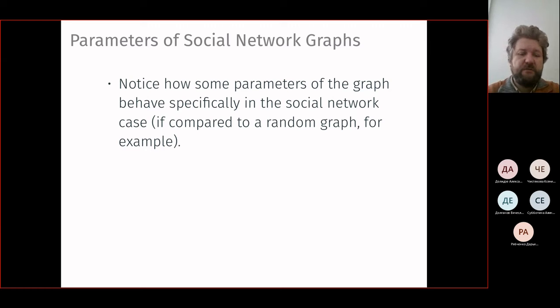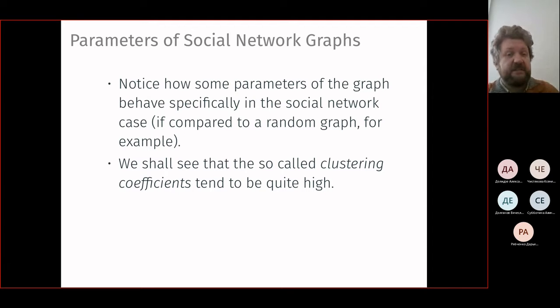One of the ideas which I wanted to share in this lecture is that in real social networks, some of the numeric parameters which can be computed for the graph are essentially different compared to, say, a random graph. So the social network is a graph with very specific properties, which is hard to model using statistical methods.